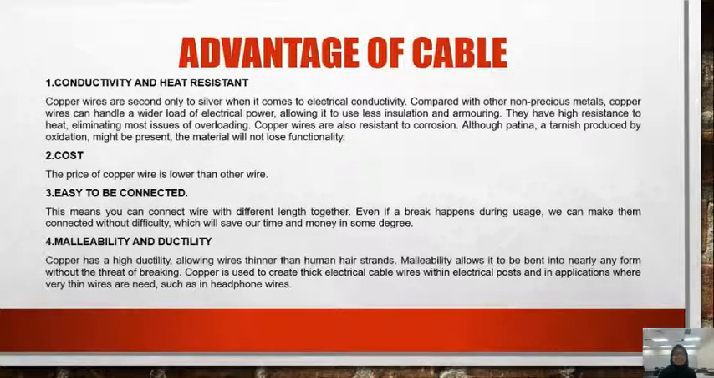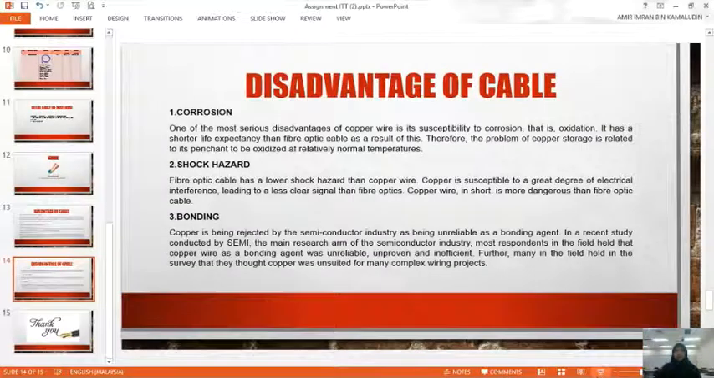Copper has a high ductility, allowing wires thinner than human hair strands. Malleability allows it to be bent into nearly any form without the threat of breaking. Copper is used to create thick electrical cable wires within electrical posts and in applications where very thin wires are needed, such as in handphone wires. That's all for me. Thank you.